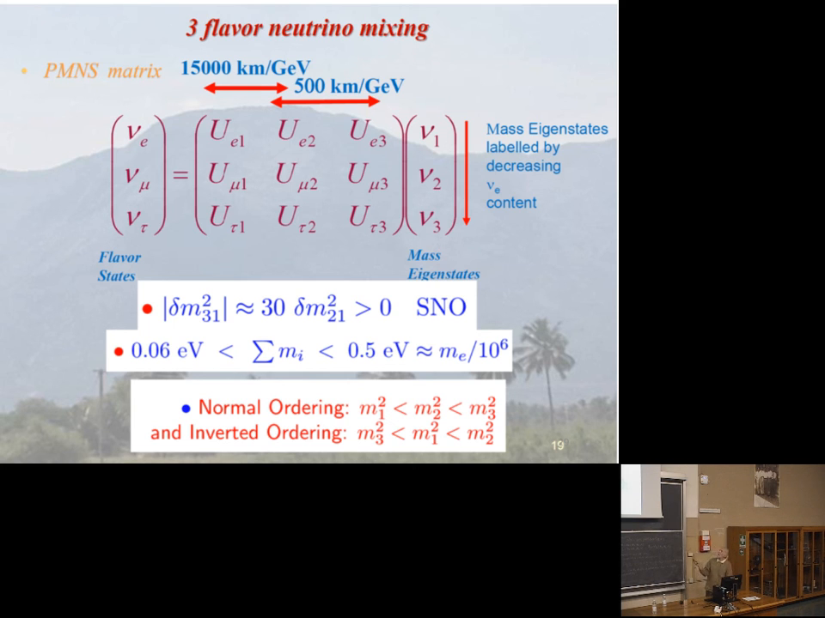I indicate at the top that if you let things go a long ways, 15,000 kilometers in this case per GeV, you tend to isolate the terms over here. If you go a short distance, you isolate different terms. So experimentally, you can isolate the different terms and end up with what the form is of this matrix, and sometimes you see that in the literature.